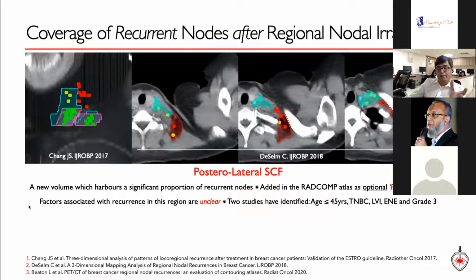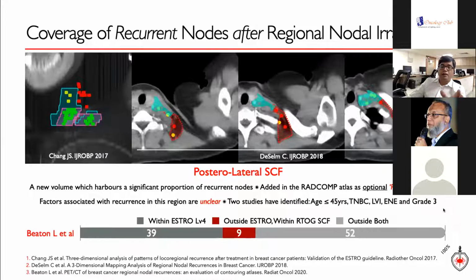However, it is understood that a lot of these recurrences occur in this triangle, the posterolateral triangle. But what are the factors associated with recurrence in this region? We're not sure. It's still unclear. Probably the ones that these 4 studies have identified are patients who are young, triple negative, who have extensive lymphovascular invasion, extranodal extension, and grade 3 tumors. Probably these patients are the most predisposed to recurrences in this region. And though the RADCOMP guidelines have said that this is a new volume, they have not given any indications for how this should be treated.